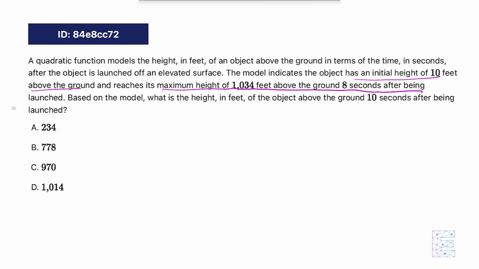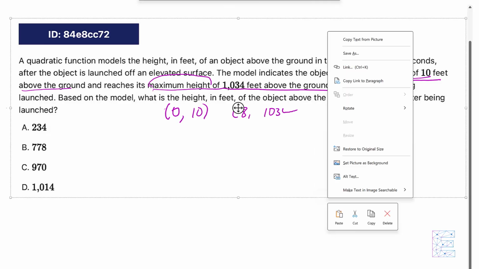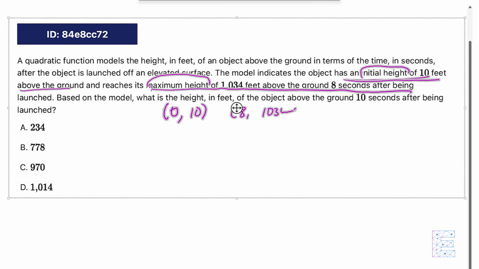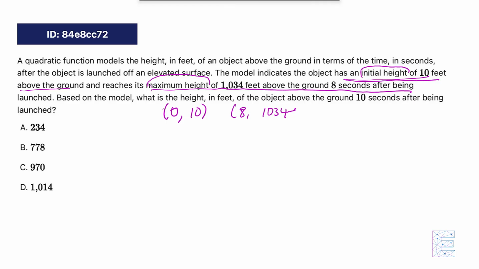The first thing is initial height of 10 feet. Initial height means the x value is 0. So when x is 0, the height was 10. The second point that we're given is the maximum height. That's the vertex. And it says after 8 seconds, we were at 1,034 feet above the ground. So those are the 2 points that I'm referring to.